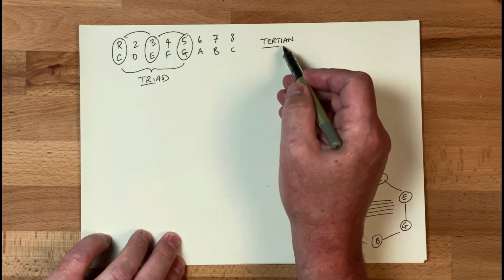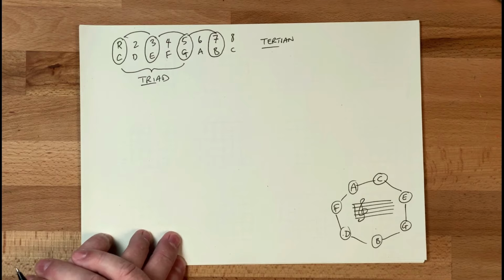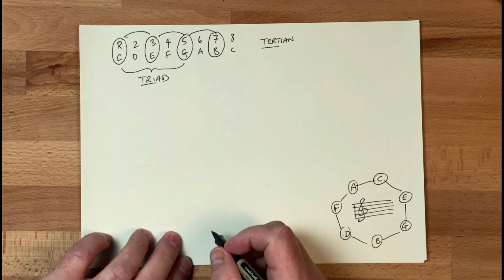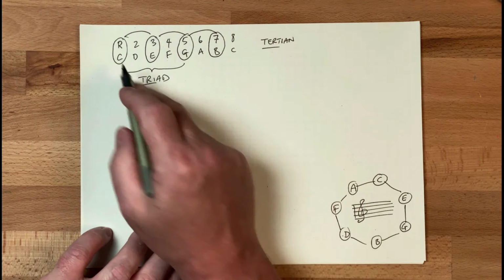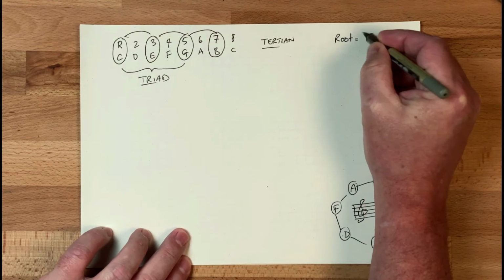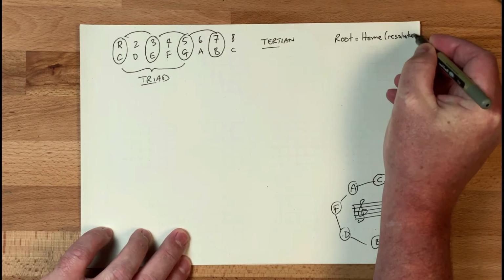If we're following this tertian movement, if we jump over again, then we pick up this power up, which is the 7th. Now, let me tell you about the quality of these notes, the personality of these notes. The root note is home. Yes, this is home, and it is resolution. We think about it as resolution, okay?